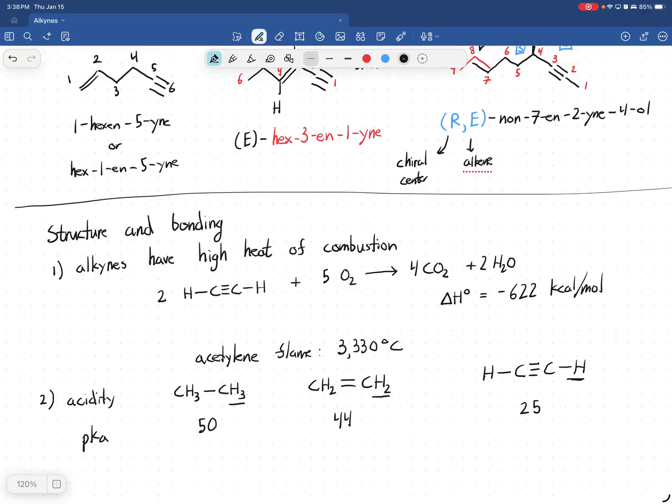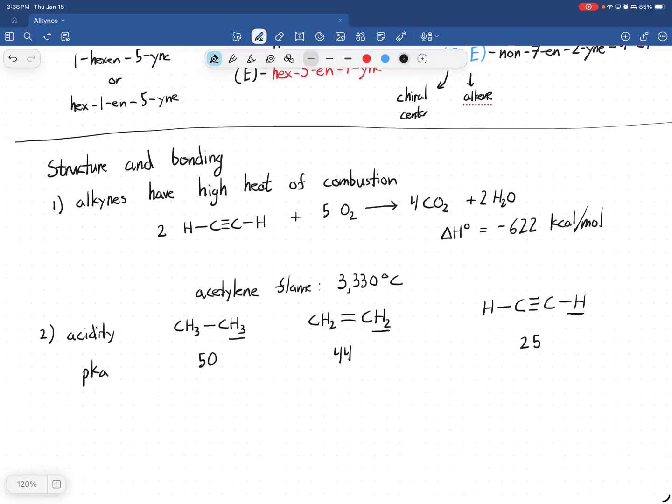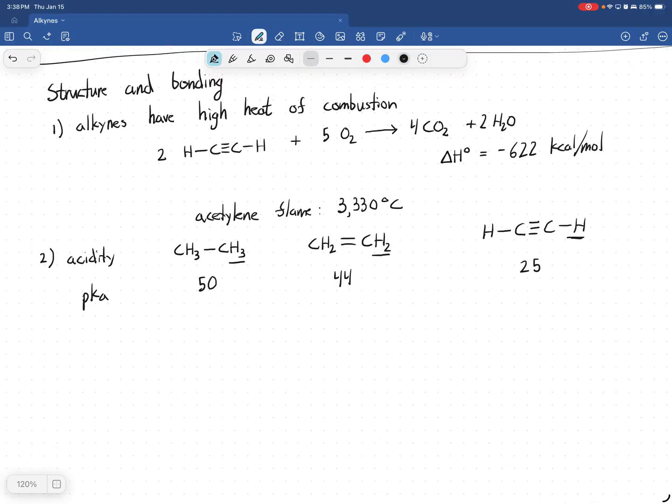All right. Any questions about acidity or the structure and bonding? No? All right, let's go over a few now. We're pretty much done with the concepts. What do you think's next? How do we use these guys?